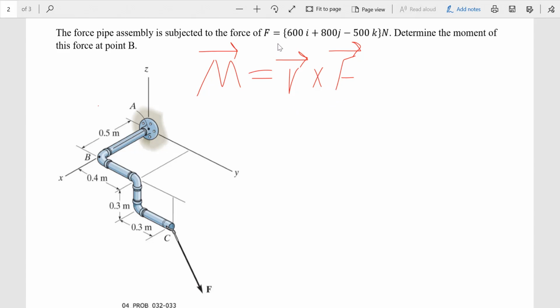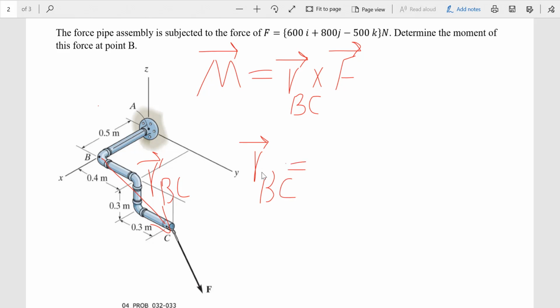The force F is given to us in Cartesian form, so we don't need to do any further manipulation of the force F. R is the position vector from point B to point C here. So that would be our position vector, or BC, because we are finding the moment about point B. So we start from point B and go to our vector, which is acting at point C. So I need to find the position vector RBC. And for moment, I only need the position vector, not the unit vector.